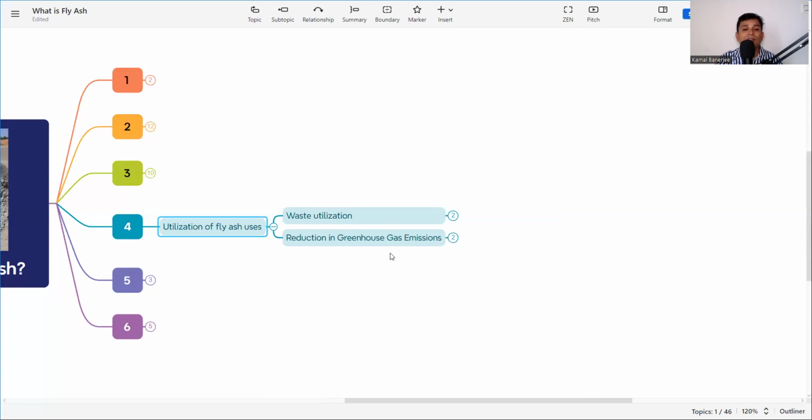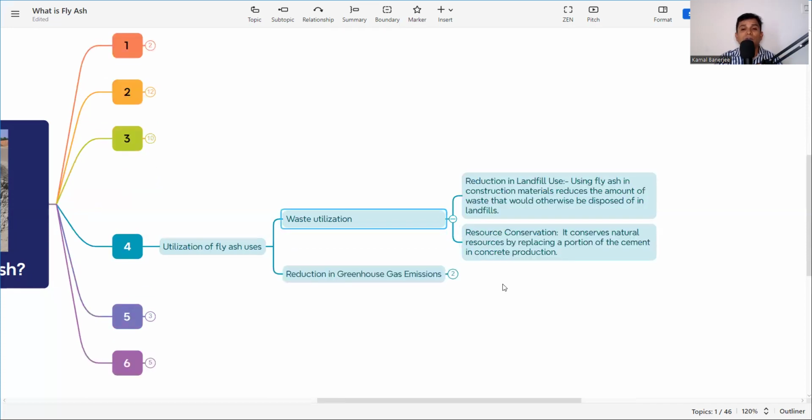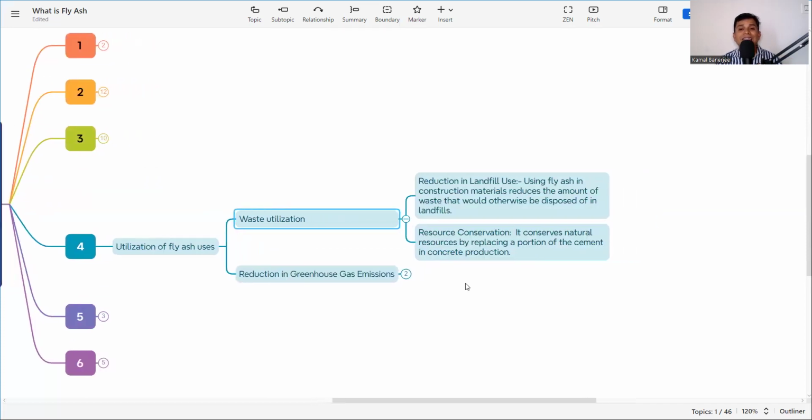How can we use that in waste utilization? So how does this reduce landfill use? Using fly ash in construction material reduces the amount of waste that would otherwise be disposed of in landfill. So if the land is used as a landfill, the land fertility will deteriorate, and the crops will not grow. So what will happen?